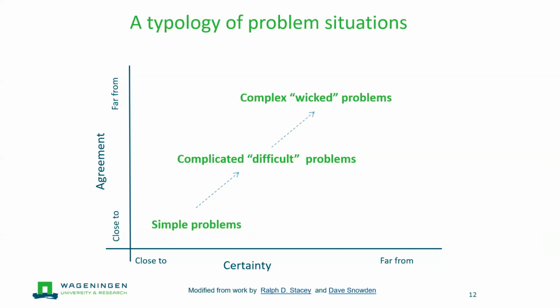And if you have far from any agreement and you have large amounts of uncertainty, we start to talk about what we call wicked problems. And those are the problems we see very often arising in food systems. These very complex problems with a lot of factors driving them, where it's not so easy just to do one thing and then the problem goes away.